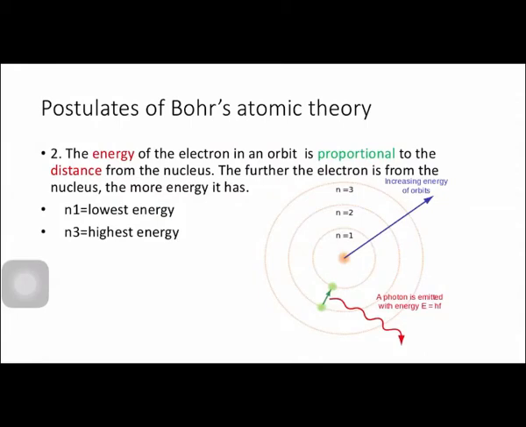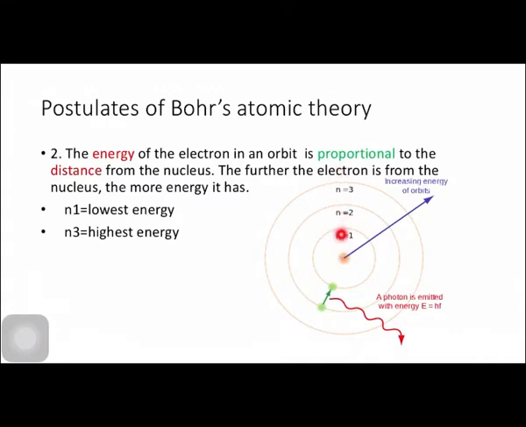According to the second postulate of Bohr's atomic theory, the energy of an electron in an orbit is proportional to the distance from the nucleus. The further the electron is from the nucleus, the more energy it has. To understand this statement, just look at this diagram of an atom. Here in the center, the nucleus is present, and around the nucleus, three orbits are present, N1, N2 and N3. Here N1 has the lowest distance from the nucleus, as you can see over here, so it has the lowest energy. Whereas N3 has the highest distance from the nucleus, so it has the highest energy.